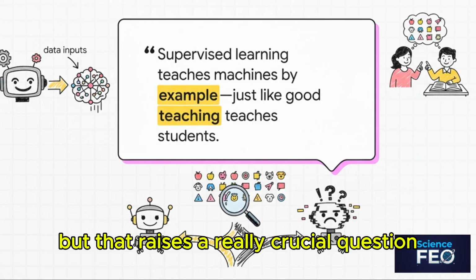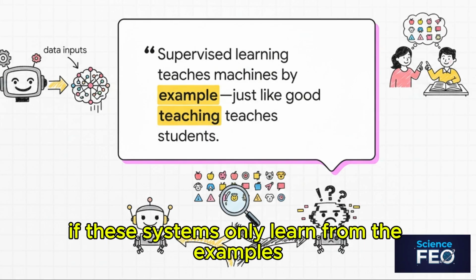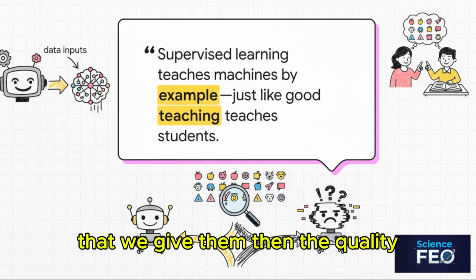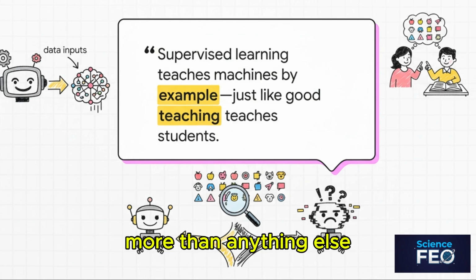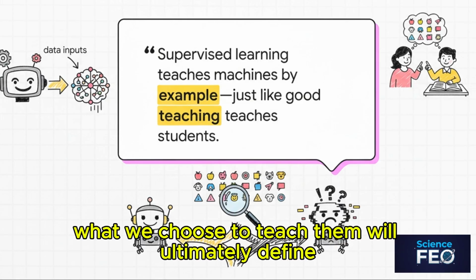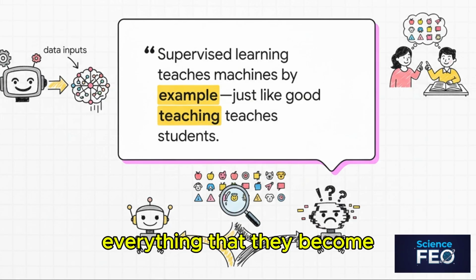But that raises a really crucial question, doesn't it? If these systems only learn from the examples that we give them, then the quality, the fairness, and the accuracy of those examples matter more than anything else. What we choose to teach them will ultimately define everything that they become.